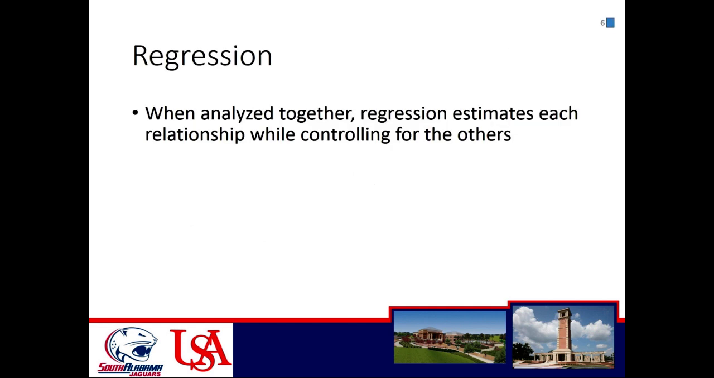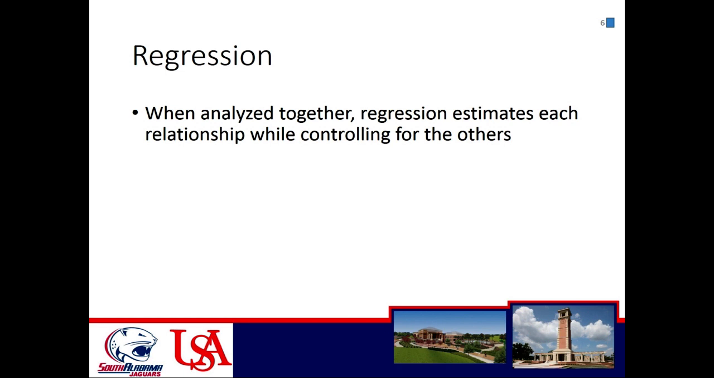And also, as you hopefully remember, when analyzed together, regression estimates each relationship while controlling for the others. And what does that mean, to control for the others? As you remember, or hopefully remember, we visually demonstrated this concept by using a Venn diagram. We showed where the variables overlapped in predicting the outcome, and regression tries to partition that variance.